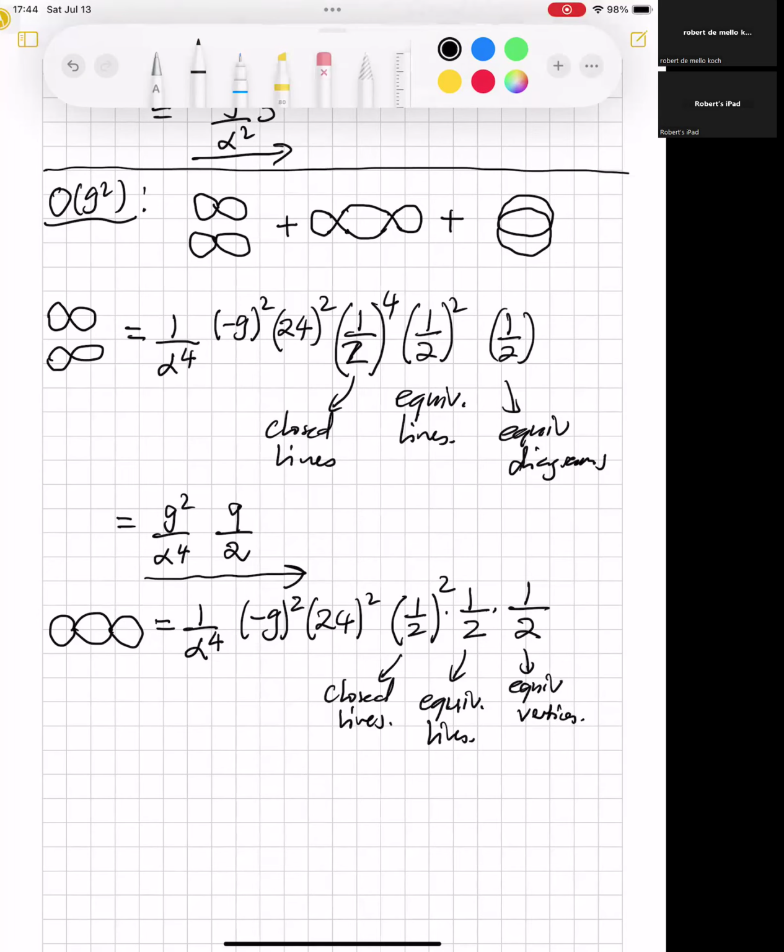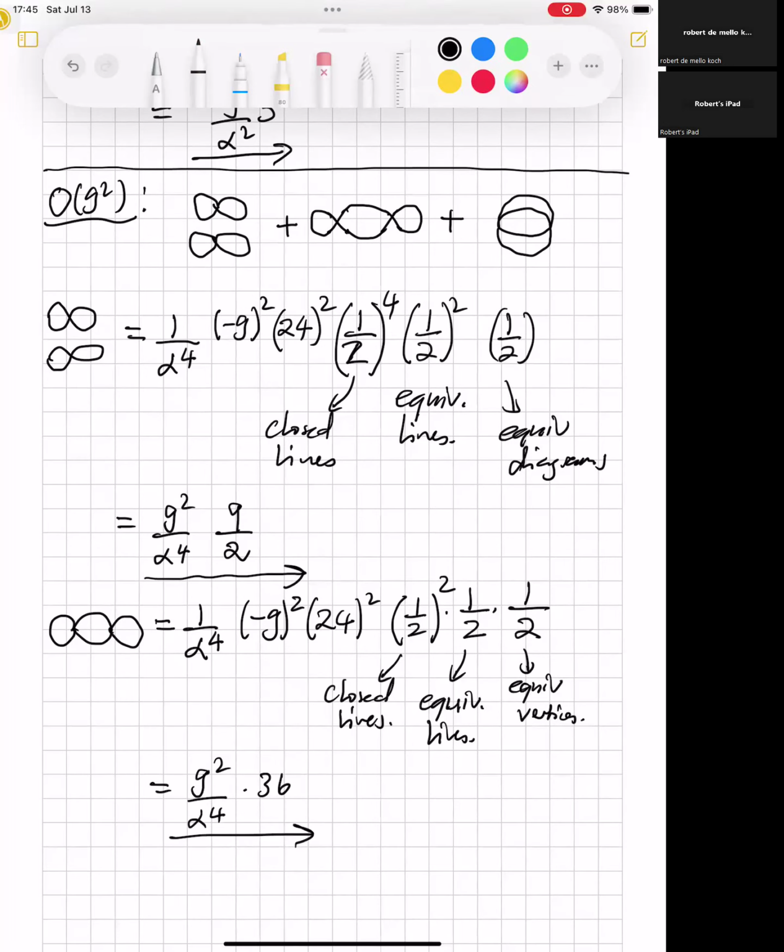So what do we get if we multiply this out? Well, we've got a g squared over alpha to the 4. And then we've got 24 over 4 times 24 over 4. But 24 over 4 is 6, so it's 6 times 6, which is just 36. Good.